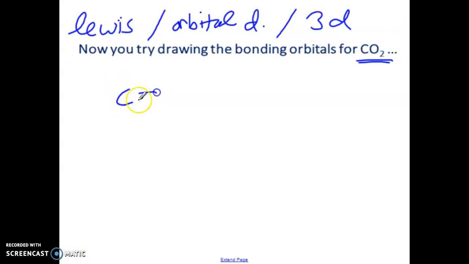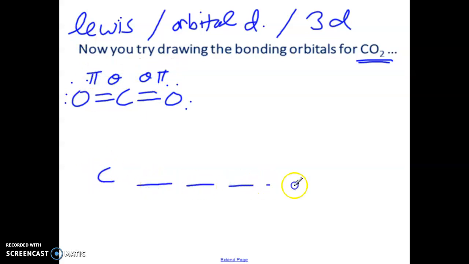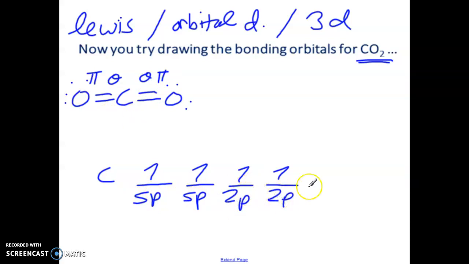Okay, so for the Lewis structure, that should be pretty straightforward at this point. You should have a double bond between carbon and each of its two oxygens. That means we have a sigma and a pi on both sides of this. So carbon, instead of having all four of them hybridized, look at the number of sigmas that are required. It needs one for either side. So that means this should be sp hybridized and have two regular 2p's.